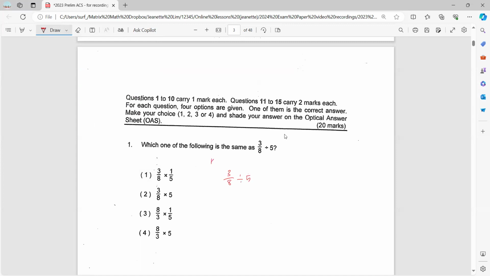Okay, so keep, change, flip. We are going to keep the first fraction, change the sign from divide to times, and flip the 5. So 5 as a fraction is actually 5/1. So when I say flip, I mean you flip it, so it's 1/5. So this is the same as option 1. So answer option 1.